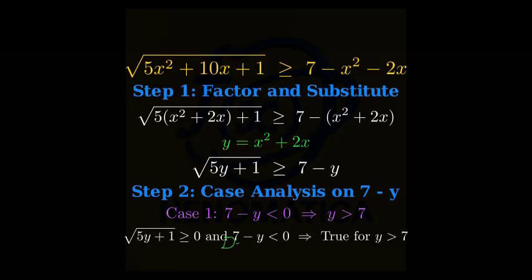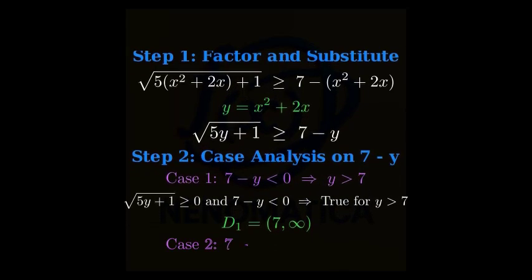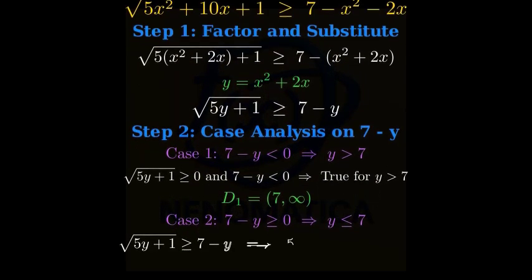Case 1. If 7 minus y is negative, which means y is greater than 7, then the right side is negative while the square root on the left is non-negative. Therefore, the inequality is automatically true for every y greater than 7. Case 2. If 7 minus y is non-negative, which means y is at most 7, we can safely square both sides to get 5y plus 1 greater than or equal to the quantity 7 minus y, squared.